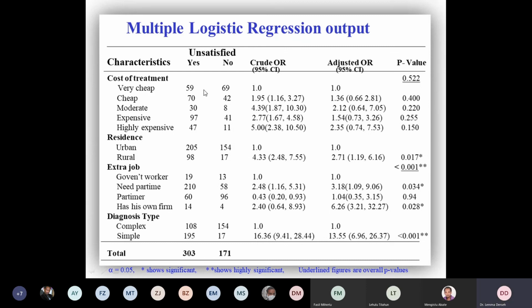ሪፈረንሳችን ማን ነው? ቬሪ ቺፕ የሚለው ነው። በነገራችን ላይ ወደ ሪሰርች ፔፐር ስንወስደው በዚህ መንገድ የምናስቀምጠው ቅድም እስካሁን ባየነው መንገድ አይደለም። ኮስት ኦፍ ትሪትመንት 5 ካታጎሪዎች አሉት፦ ቬሪ ቺፕ፣ ቺፕ፣ ሞዴሬት፣ ኤክስፔንሲቭ፣ ሃይሊ ኤክስፔንሲቭ። ትናንትና እንዳልነው ደሚክሬት እናደርጋለን፣ ለዚህም አንድ ሪፈረንስ ይመረጣል። ቬሪ ቺፕ ሪፈረንስ ተደረገና ቺፕ፣ ሞዴሬት፣ ኤክስፔንሲቭ ከቬሪ ቺፕ አንጻር ይወዳደራሉ፣ ኦድስ ሬሾ ይሰራል ማለት ነው፣ was for crude and adjusted። ሪፈረንሱን እዚህ ላይ ሪፈረንስ ብለህ ወይም አንድ ብለህ መጻፍ ትችላለህ። አንድ የሚጻፈው ለምንድን ነው?